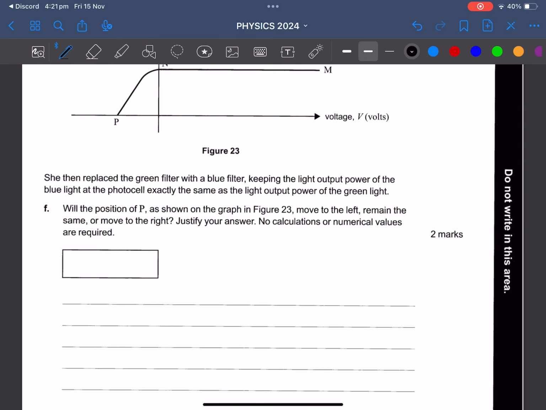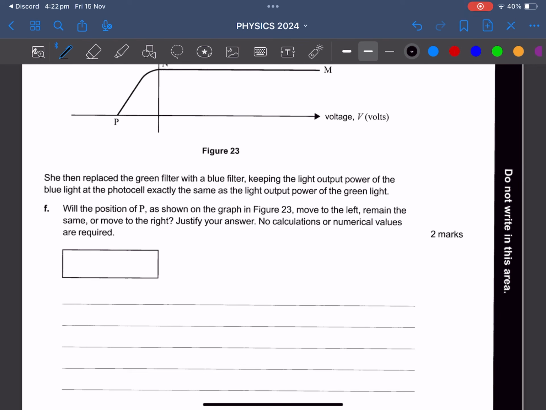What does light output power mean? Does it mean intensity? I'm gonna say that this is intensity, I guess. Intensity or brightness, whatever. Yeah, I'm gonna say that it is intensity. If I'm wrong, just let me know in the comments, yeah? So the intensity is the same.